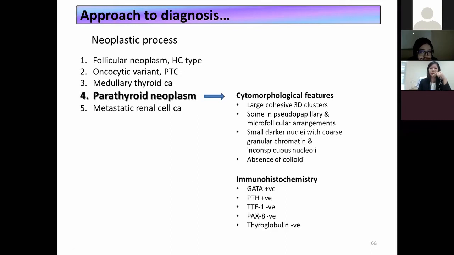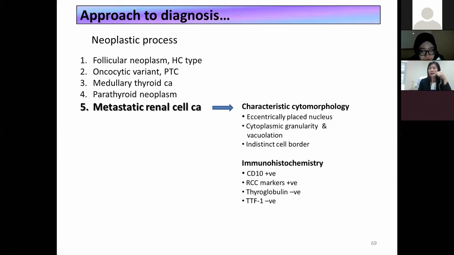You can sleep well. And the parathyroid neoplasm, if you're not suspecting it, you tend to miss it, because it actually mimics follicular neoplasia. It's a known potential pitfall. What I want to emphasize here is that immunohistochemistry is actually very helpful.